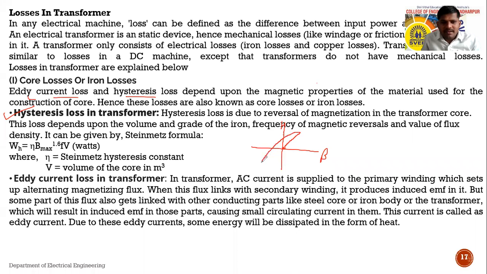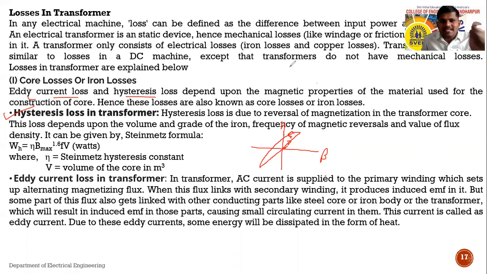Again, there is a reversal of magnetization. Suppose it starts from here and then reverses back. This magnetization gets reversed. So this hysteresis loss occurs due to the reversal of magnetization in the transformer core, and due to that reversal of magnetization in the curve, there is a hysteresis loss.